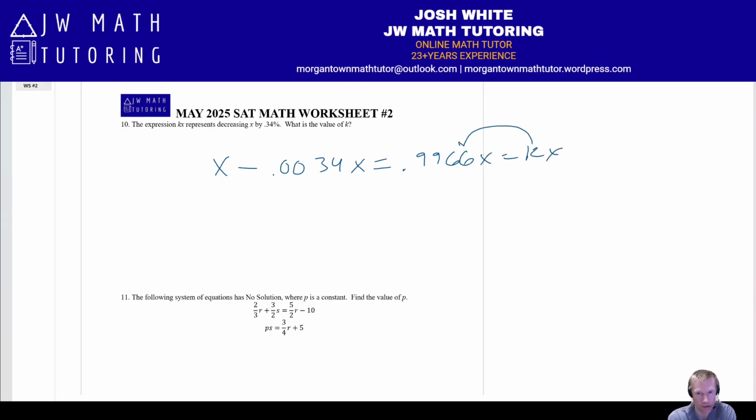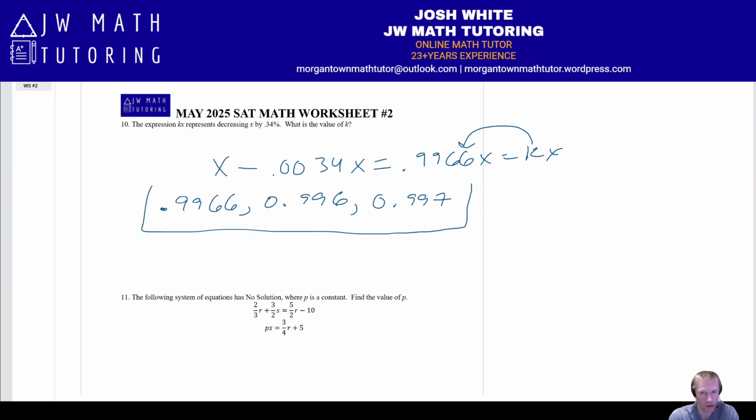So what's the value of k? Well, k is just this number right here. So you could grid in 0.9966. You could technically grid in 0.996 if you truncate it, or you could also grid in 0.997. All of those would be accepted as correct answers. It's basically saying if you decrease x by this percentage, it's the same as multiplying x by what number? That's really what this problem is asking.